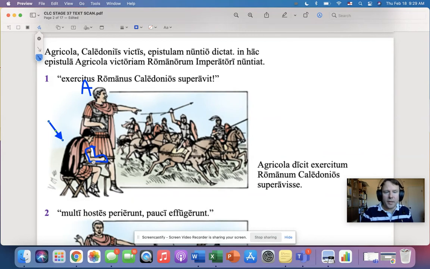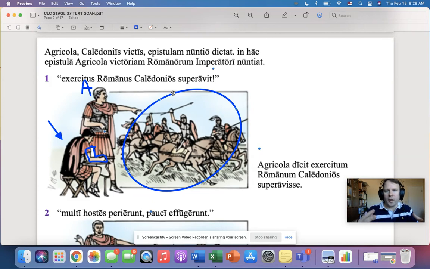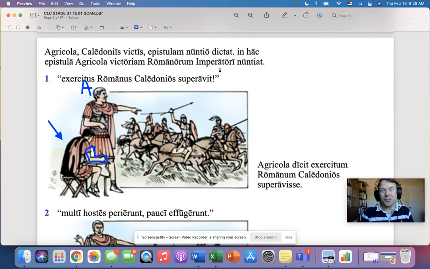In hac epistola, Agricola victoriam Romanorum imperatori nuntiat. Of course, he's not actually looking at this, but we need to visualize that victory of the Romans that he is announcing to the imperator, to Domitian, to the emperor. And this is what he says. This is the direct statement.